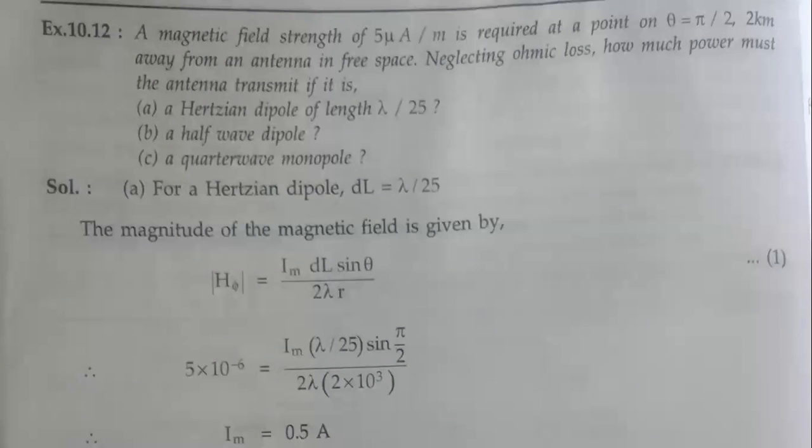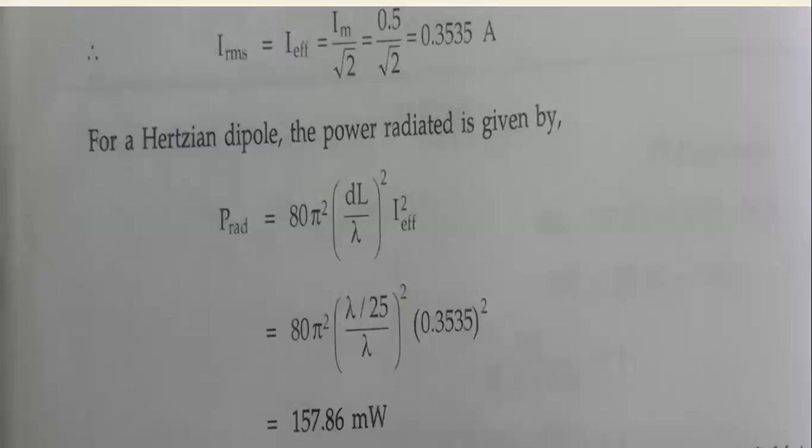Dl is given, that is lambda by 25. Theta is also given, that is pi by 2. Even r is 2 kilometers, so 2 into 10 to the power 3. Only Im is unknown; dl is mentioned, theta is mentioned, and the radius is mentioned, that is 2 kilometers. So how can we get this? The lambda above and below, numerator and denominator, will be cancelled out, and you will get the unknown parameter, the peak value of the current, that is 0.5 ampere.